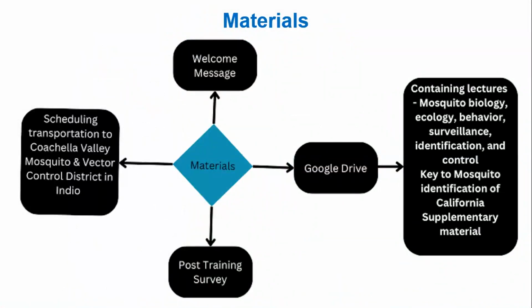Materials. In the materials, we had a welcome message from the PI. We also thought it would be very useful to create a shared Google Drive because we wanted all the participants to have access to the materials at their own convenience, using the technology, of course. They were able to access the lectures on various topics. Also, we included the Key to the Mosquito Identification of California, 2021.